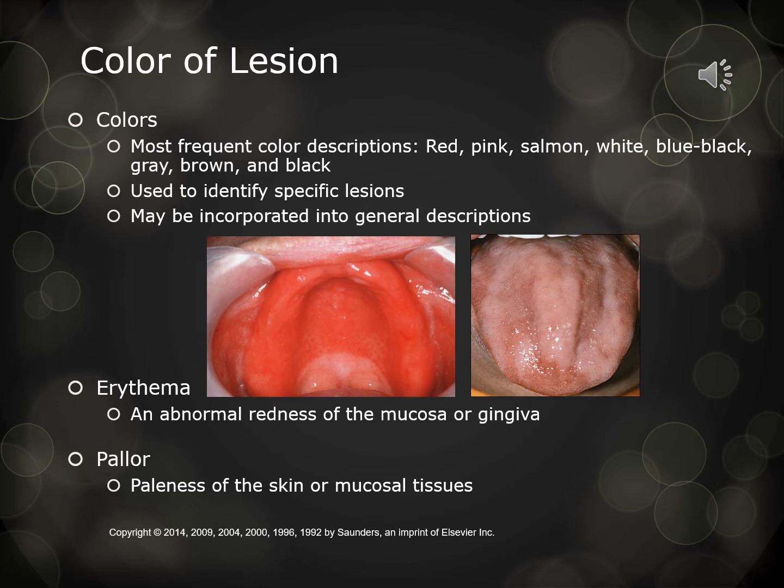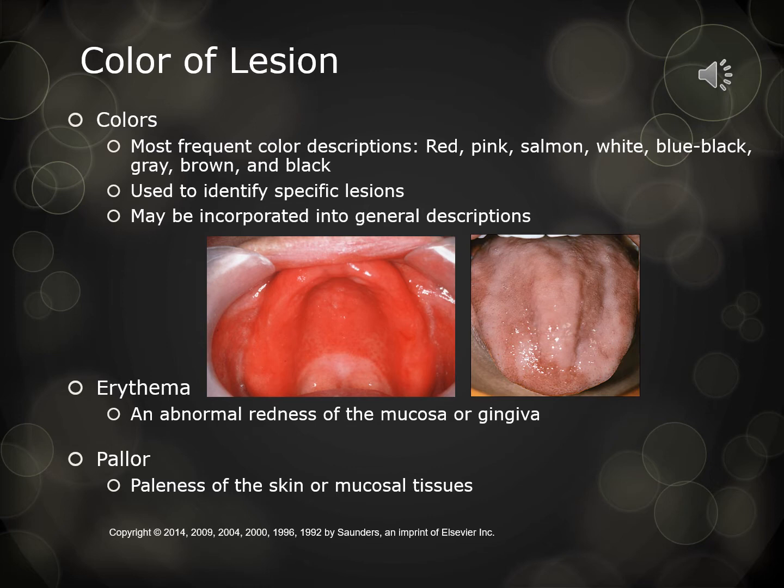Another important way to describe a lesion is with color, and this is something that you must incorporate into your general descriptions. The colors most frequently describing the oral cavity would be red, pink, salmon, white, blue-black, gray, brown, and black. It's used to identify specific lesions. The lack of detailed descriptions of oral lesions can lead to difficulties in prioritizing appointments needed for treatment and also the differentiation of the lesion.